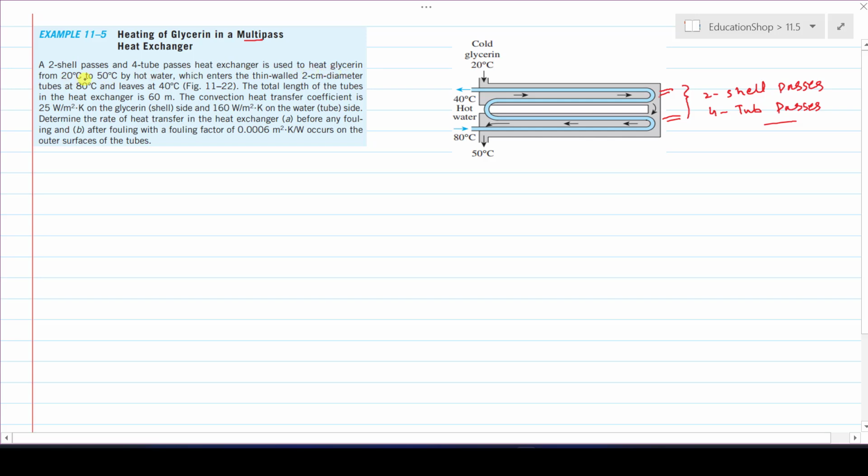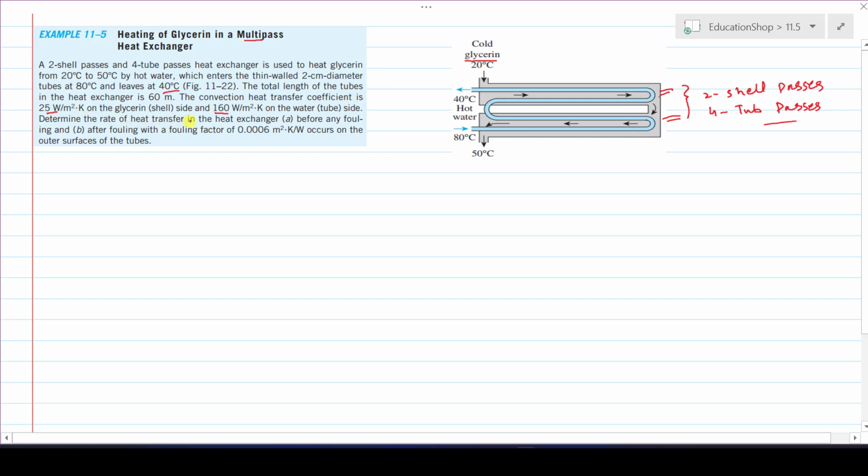In this statement, the glycerin is considered the cool fluid and the water is considered the hot fluid. The convection heat transfer coefficient is 25 W/m²·K on the glycerin shell side and 160 W/m²·K on the water tube side. The tube side convection heat transfer coefficient is 160 W/m²·K, and on the shell side it is 25 W/m²·K.